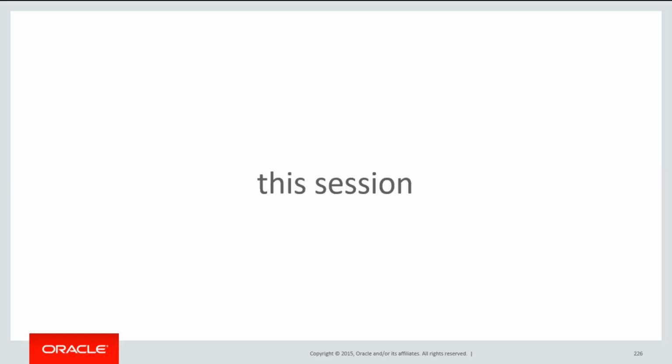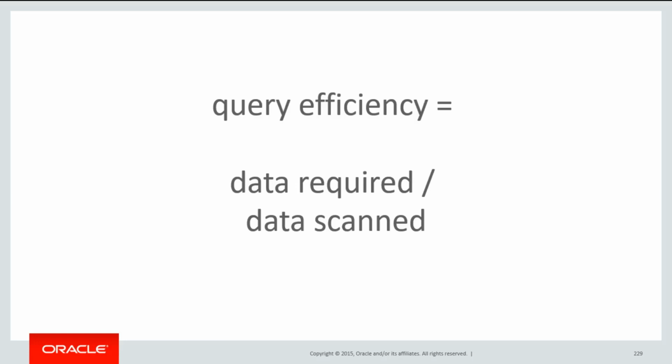In this session, having covered partition tables and partition indexes, we're going to move on to the topic of partition queries. The key concept when it comes to getting performance benefits when querying partition tables is the concept of partition pruning. With any query, the definition of query efficiency is really the amount of data you had to scan in order to get the data you required. The closer those two elements are in terms of a ratio, the more efficient your query is.